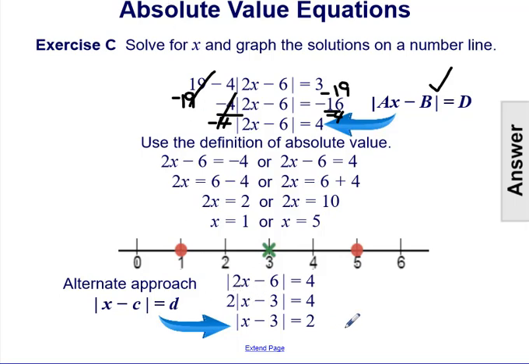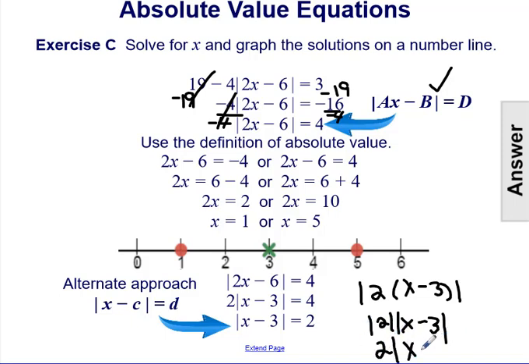You also can think of rewriting 2x minus 6 with that factor of 2. It would be the absolute value of 2 times x minus 3. But then we know the absolute value of a product is the product of the absolute values of the factors. So then that's where they're getting 2 times the absolute value of x minus 3. And then you can use 3 as your center with 2 to the left and the right. Either way, you have solutions of 1 and 5.